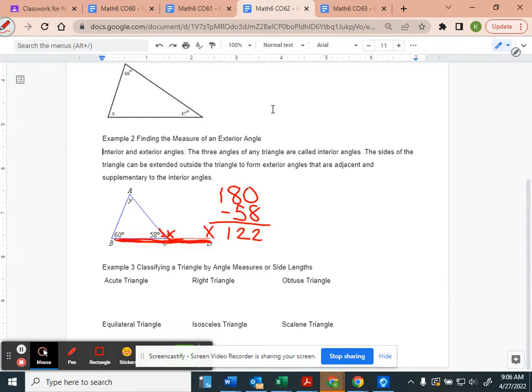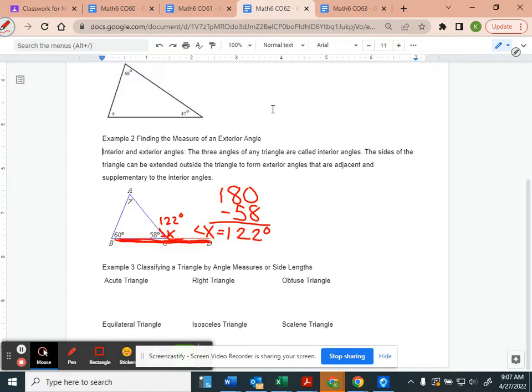So angle X equals 122 degrees. It's that easy to find that exterior angle. It's a supplementary angle. So if you know the inside, the interior, you can find the exterior.